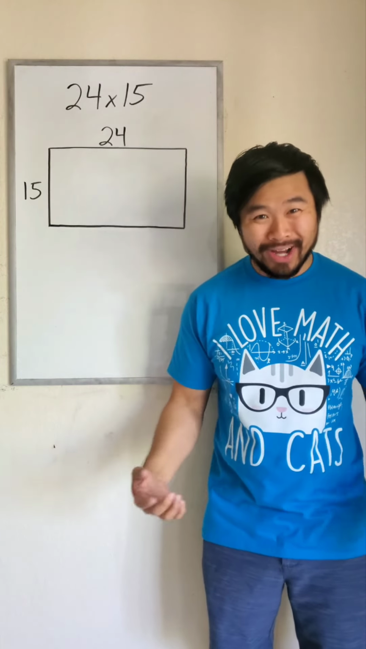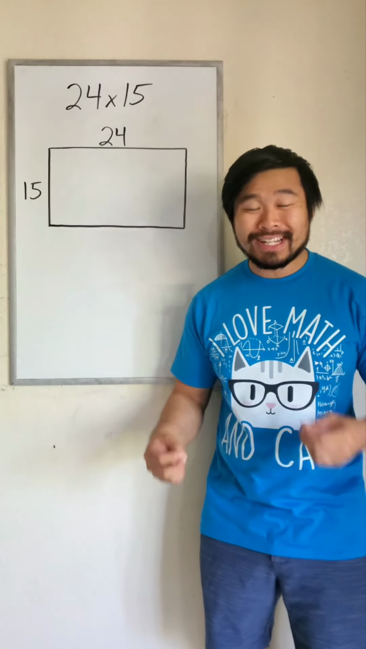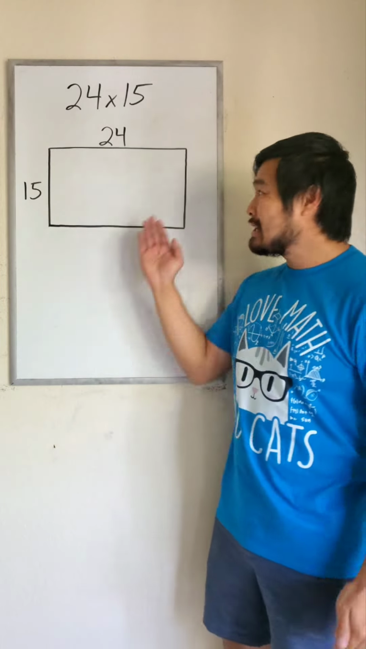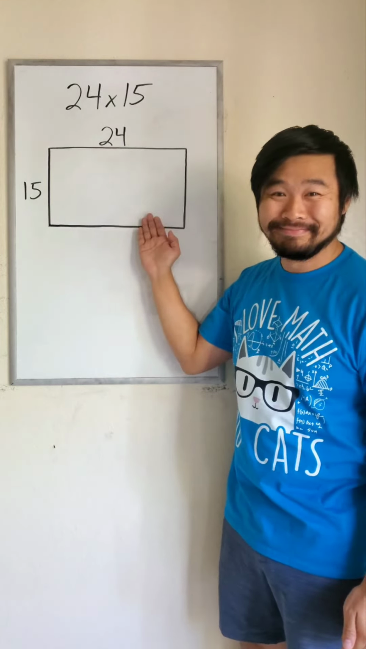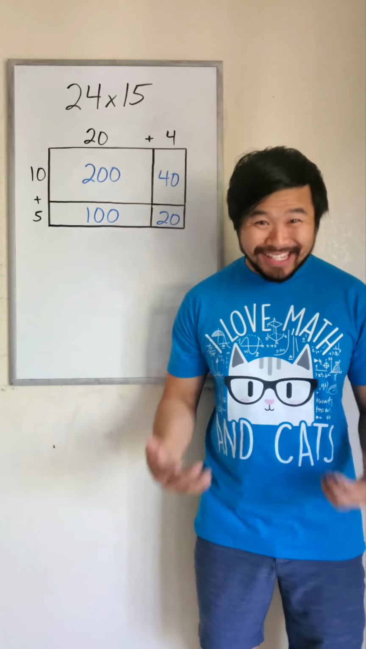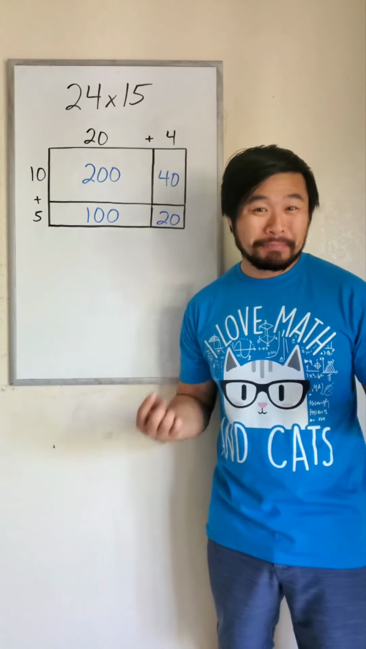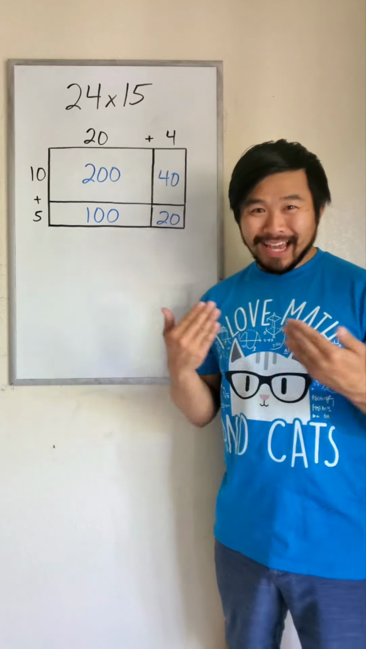Whenever we're multiplying two quantities together, we can think of those quantities as the side lengths of a rectangle, and the answer, or the product, is the area of that rectangle. Now, our goal is to make the calculations easier for us, and a common way to do that is to break both sides down by place value, break it into tens and ones.